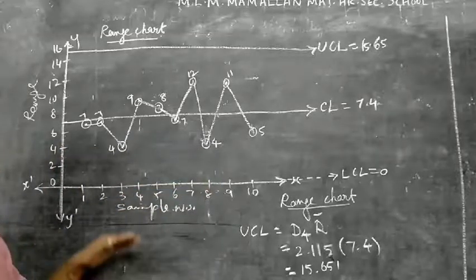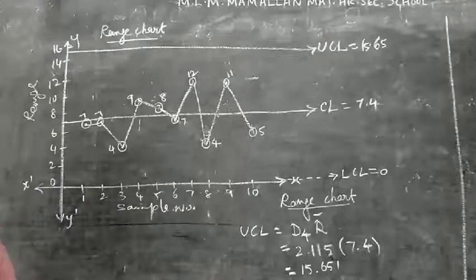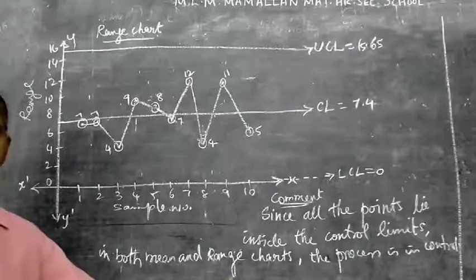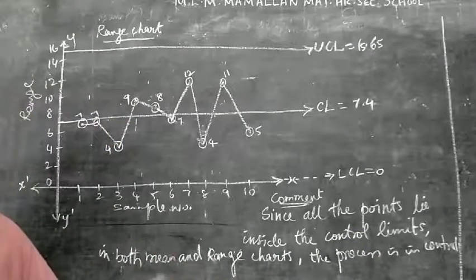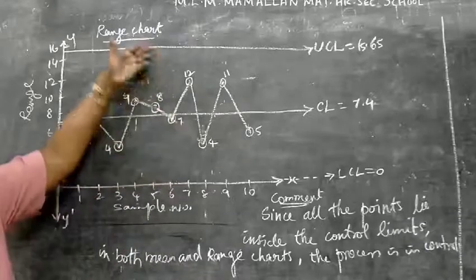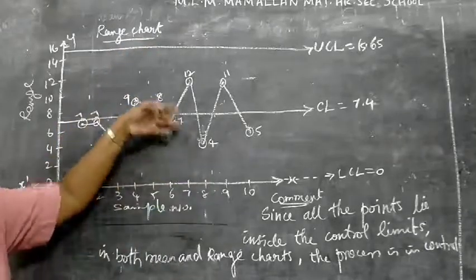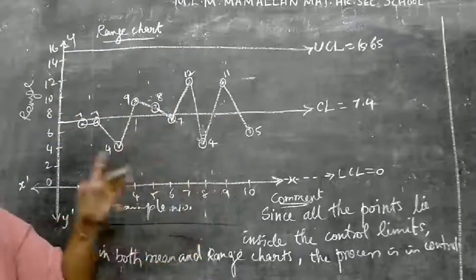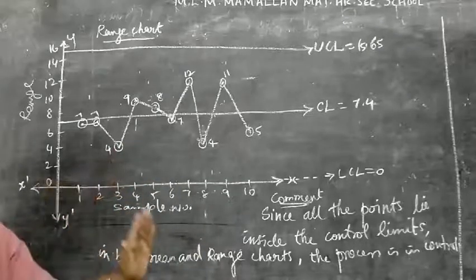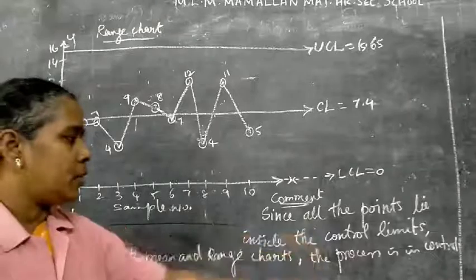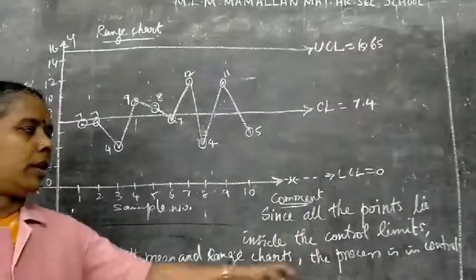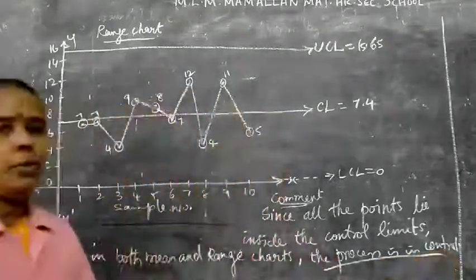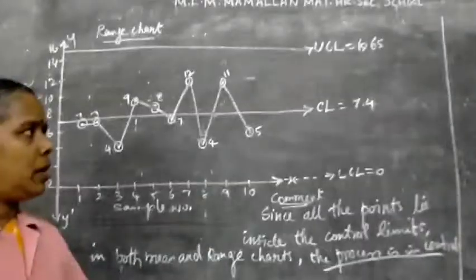Clear? Okay, now we are going to give the comment like this. Since all the points lie inside the control limits in both the mean chart and the range chart, both charts should satisfy this condition, inside the upper control limit and lower control limit. Then only you can give the conclusion that the process is in control. Since all the points lie inside the control limits in both the mean chart and the range chart, hence the process is in control. This is a very important point to be known. Okay, clear everybody? You just observe the question, then write in the class.